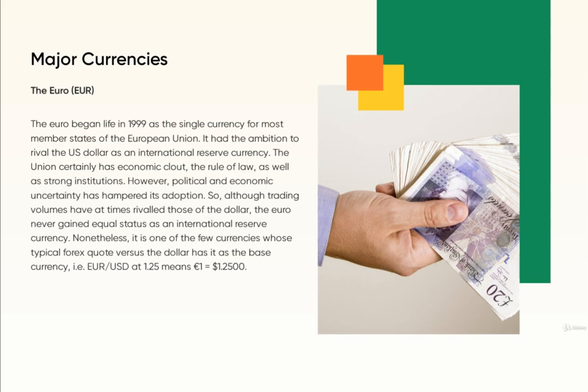So, although trading volumes have at times rivaled those of the dollar, the euro never gained equal status as an international reserve currency. Nonetheless, it is one of the few currencies whose typical Forex quote versus the dollar has it as the base currency, that is, euros per United States dollars at 1.25 means €1 equals $1.2500.